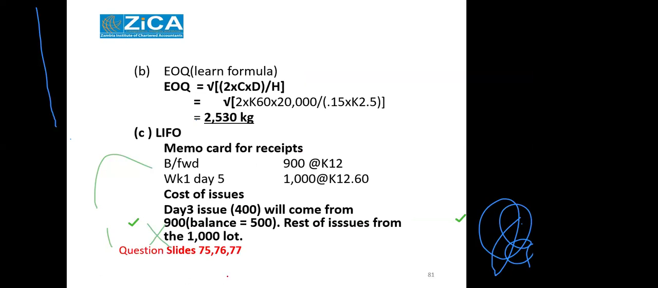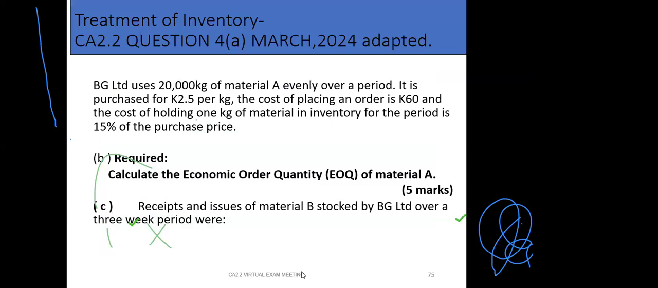Then we move to part B, which is on economic order quantity. So I may have to take you back to the question. It says BG Limited uses 20,000 kgs of material A over a period. It is purchased for 2.5 per kg. The cost of placing an order is 60, and the cost of holding 1 kg of material in inventory for the period is 15% of the purchase price.